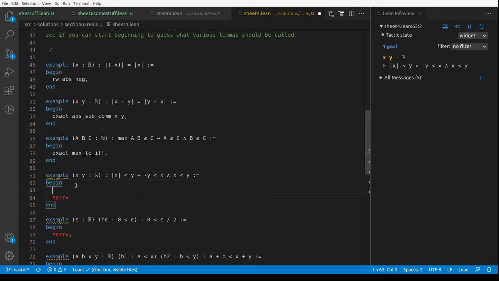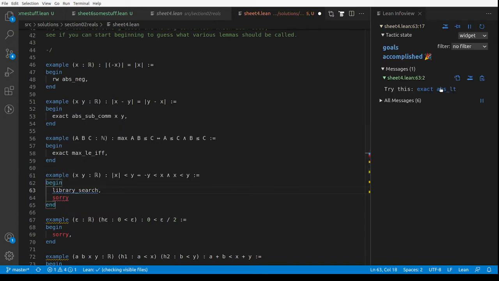You see, again, if I had to guess what this would be called, this is going to be called either abs_lt or abs_lt_iff. Let's find out with library search. There, it's called abs_lt.